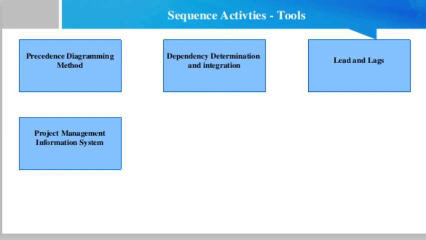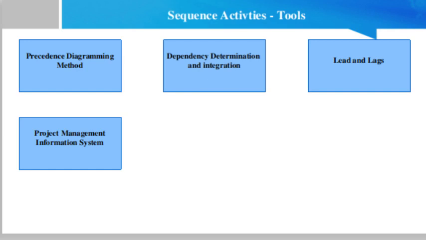Leads and lags. Lead is the amount of time a successor activity can be advanced with respect to a predecessor activity. A lag is the amount of time a successor activity will be delayed with respect to a predecessor activity. Project management information system includes scheduling software that has the capability to help plan, organize, and adjust the sequence of the activities, insert the logical relationships, lead and lag values, and differentiate the different types of dependencies.